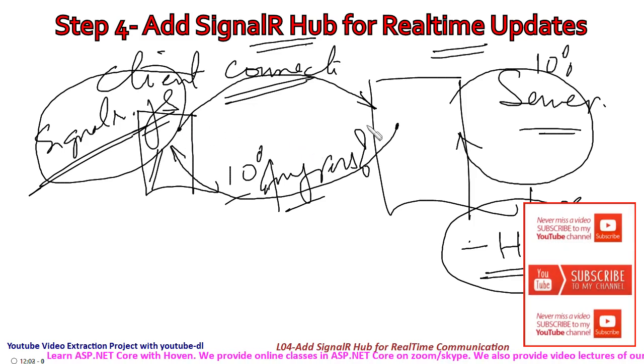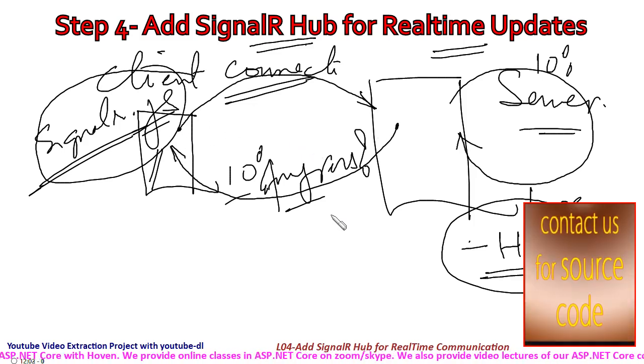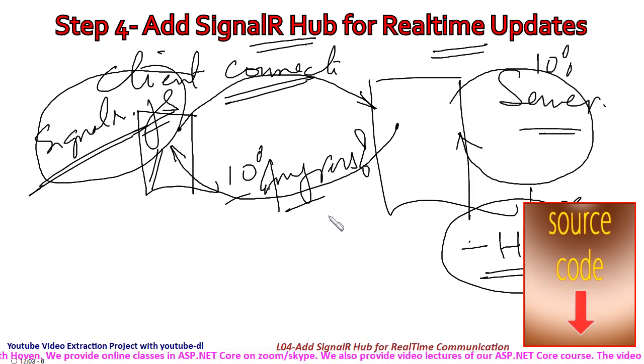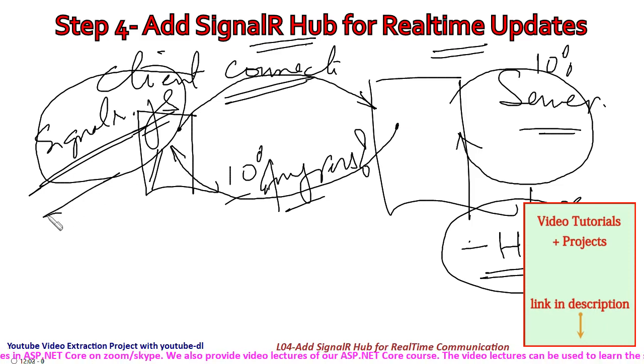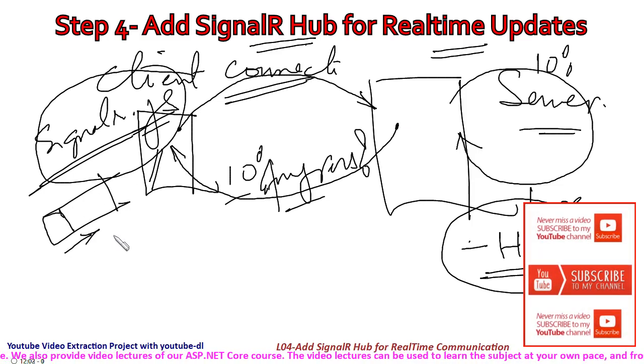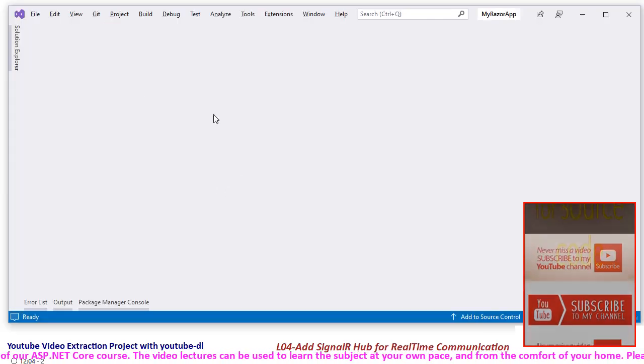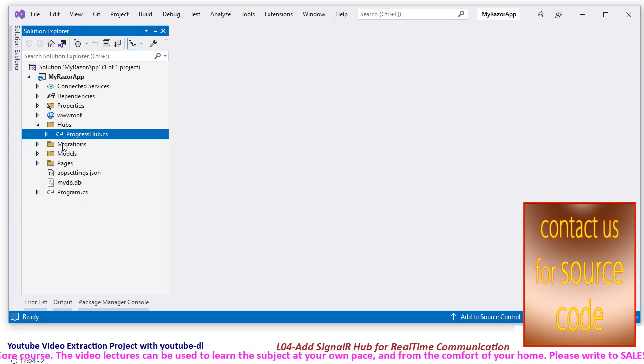We will establish a connection and confirm that the connection is actually established. In the coming tutorials, we will actually send the progress and see a progress bar on the client side. This progress bar will progress and show the percentage. So let us start. This is our Solution Explorer where I have added a Hubs folder.